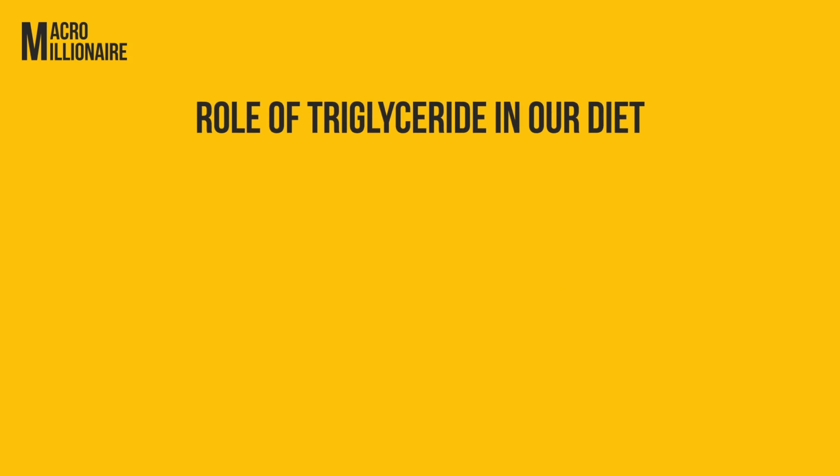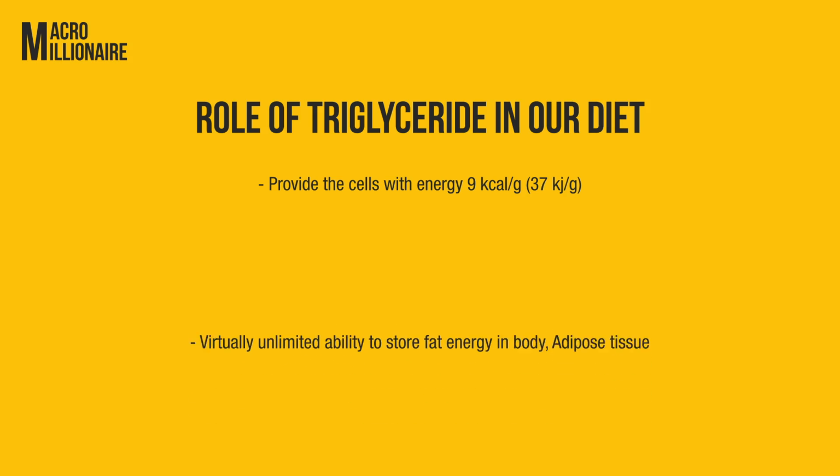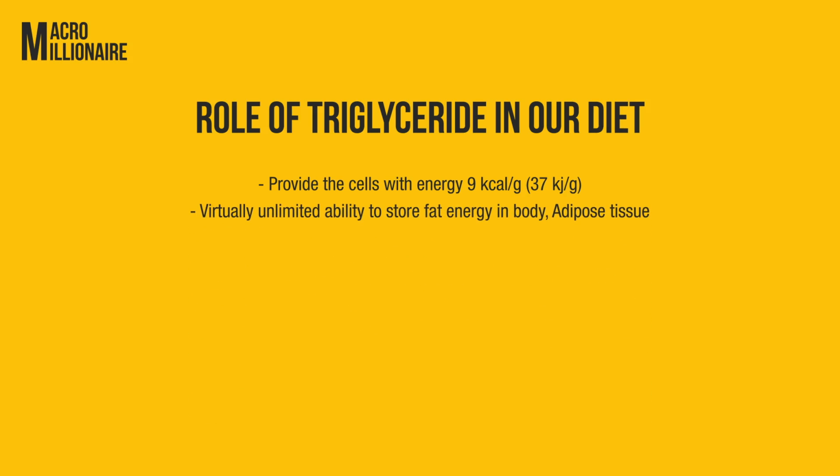Role of triglyceride in our diet? Well, it's a very concentrated energy source at 9 kilocalories per gram or 37 kilojoules per gram. Virtually unlimited ability to store fat. So the body tends to see fat as a very high currency, as we have a virtually unlimited ability to store it as adipose tissue for later use. So all of our adipose tissue is simply stored energy or stored calories to be used in case of famine.